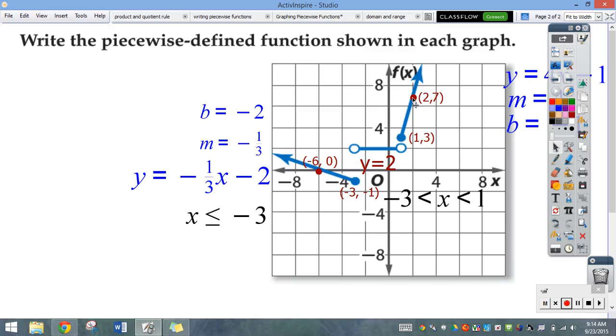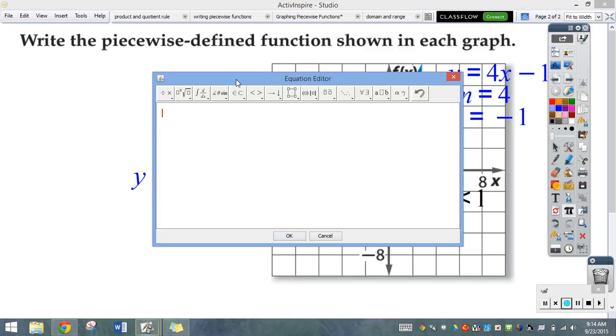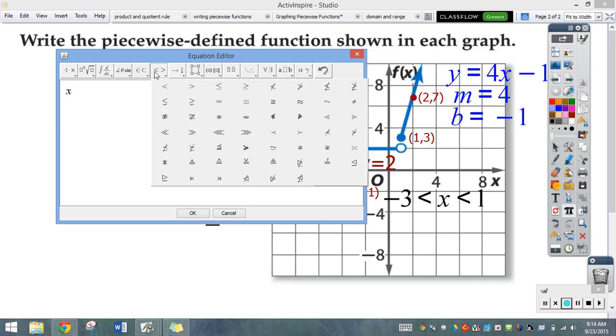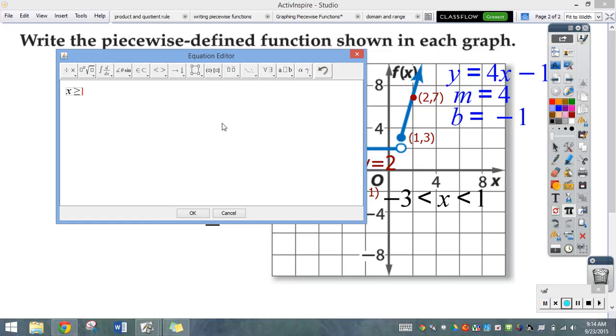And then this last piece here, this is on the right, so this is my greater than piece. And it starts at x equals 1 and continues to the right. So that means it's going to be x is greater than 1. And it has a closed circle, so that would not only be greater than, but it would be x is greater than or equal to 1.